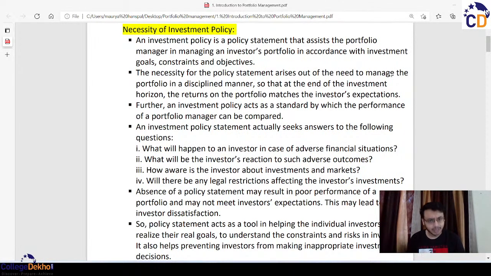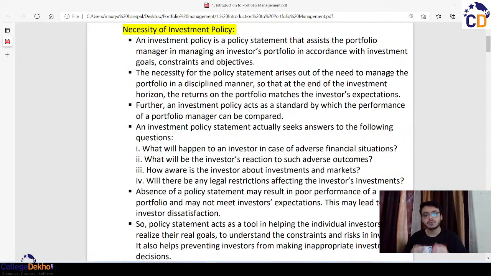Child marriage है, मतलब बच्चे की marriage है, तुम्हारे education के लिए है, you're going for some travel tourism or for the purpose of retirement. The necessity for the policy statement arises out of the need to manage the portfolio in a disciplined manner so that at the end of the investment horizon, the returns of the portfolio match the investor's expectations.